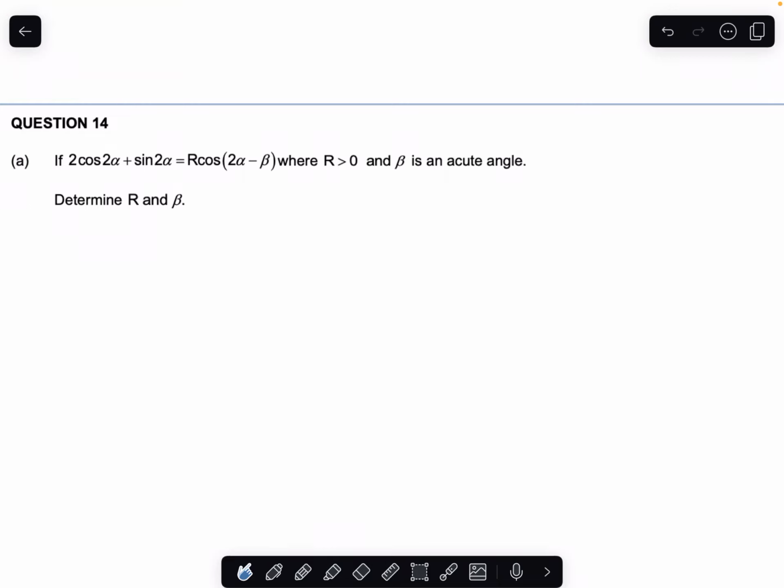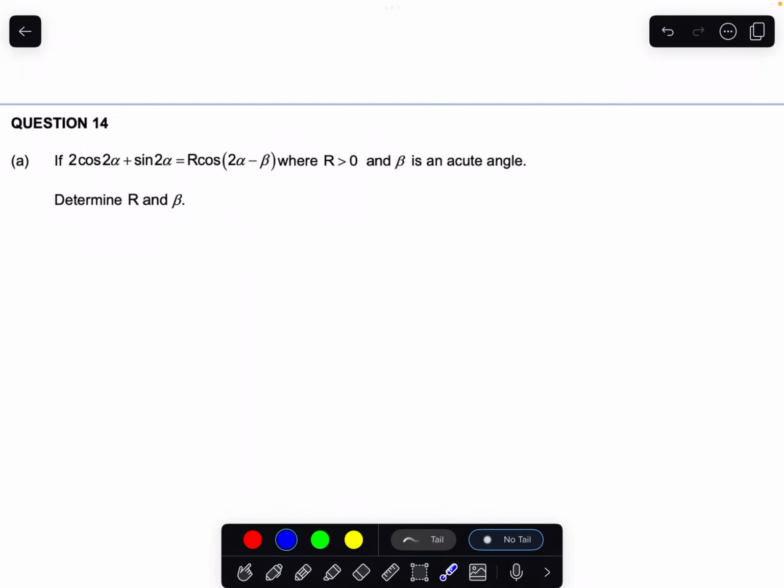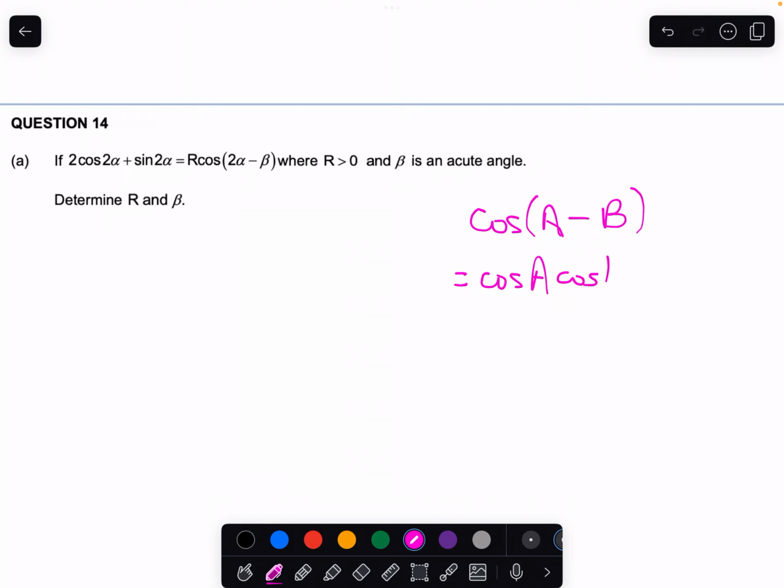I don't know. So I am inclined to expand this, to use the fact that cos of A minus B is the same as cos A cos B plus sine A sine B. Because on this side I'm just dealing with 2 alpha, whereas on this side I'm dealing with 2 alpha and a beta, so it feels right to get them split up like this.